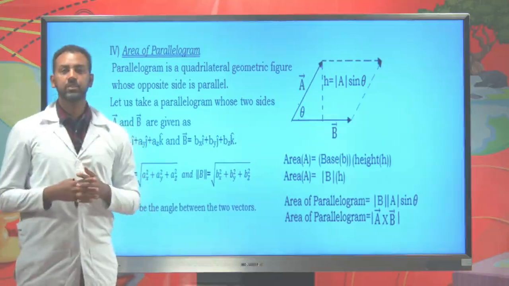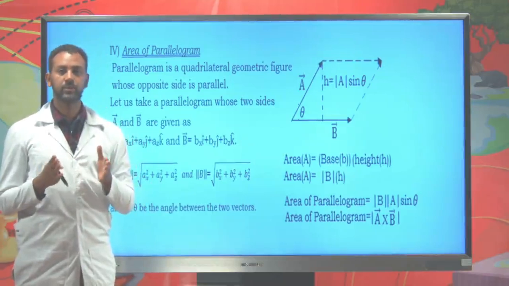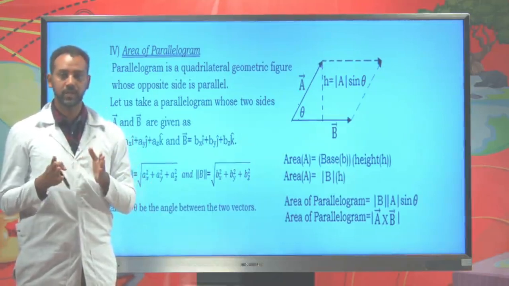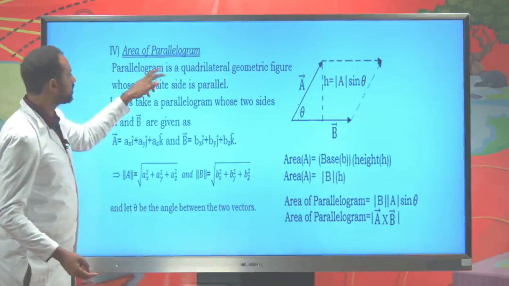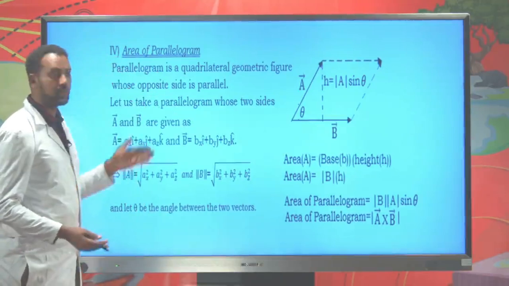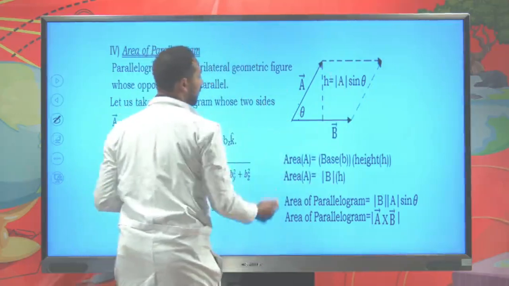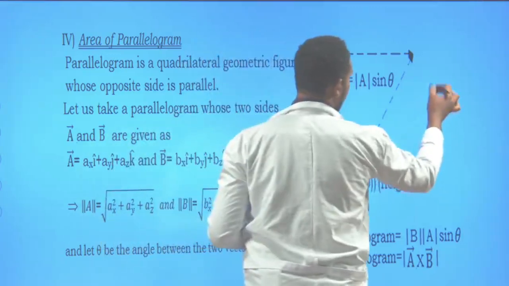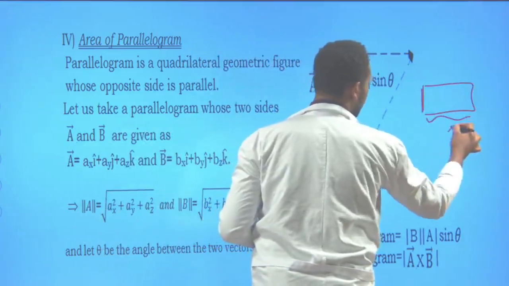And now let's proceed. The other good application of vectors is that it's possible to determine the cross product of two vectors. If you determine the cross product of two vectors, it's possible to find the area of a parallelogram. Suppose here you have a parallelogram. A parallelogram is a quadrilateral, a four-sided figure whose opposite sides are parallel. To find the area, we know that the area of a rectangle and so on can be determined using the product of its length and its breadth.